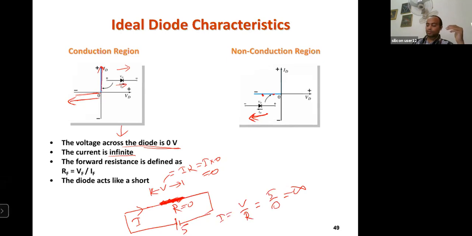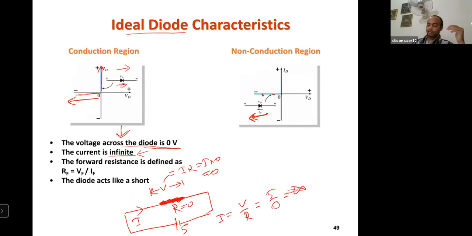Okay, if we are assuming that the resistance of the diode is zero, then at that time the current across it will be equal to infinite. Okay, so we are doing the characteristic of the ideal diode. If it is an ideal diode, then the voltage across it is equal to 0 and the current across it will be equal to infinite.